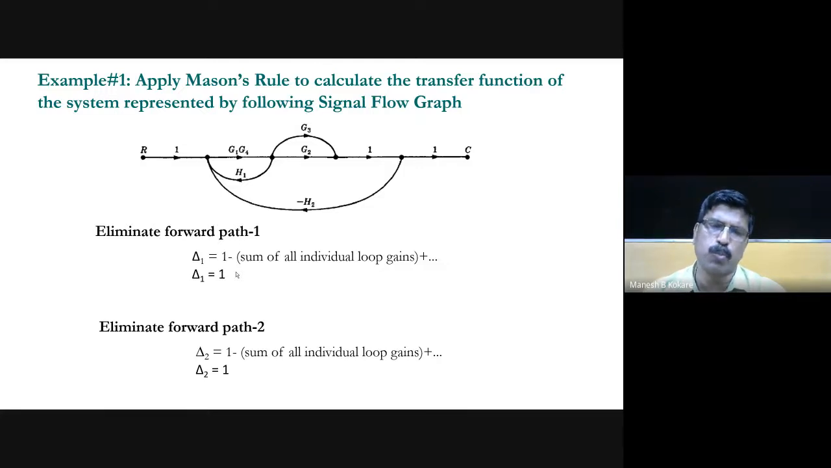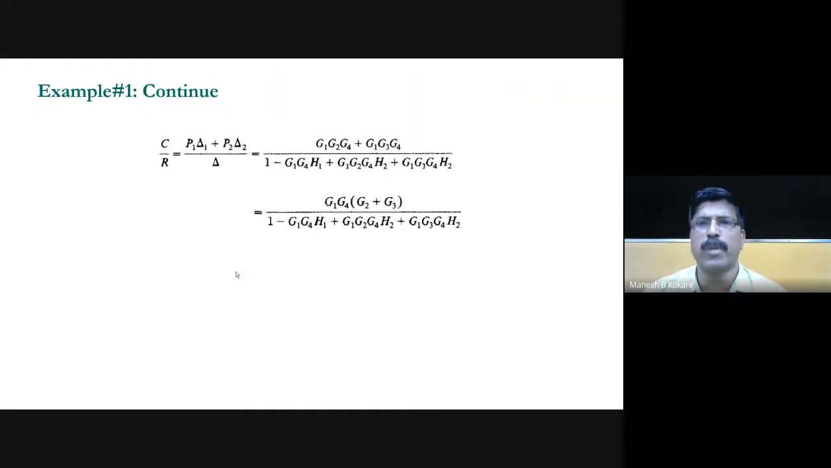Now you just have to put those things in the formula. So what is C by R, or the overall transfer function? That is equal to, in the numerator, P1 into delta 1 plus P2 into delta 2 plus there is no P3, so divided by delta. So we have calculated P1, delta 1, P2, delta 2 and delta. So we just have to put those values in the formula. So C by R equal to P1 into delta 1.